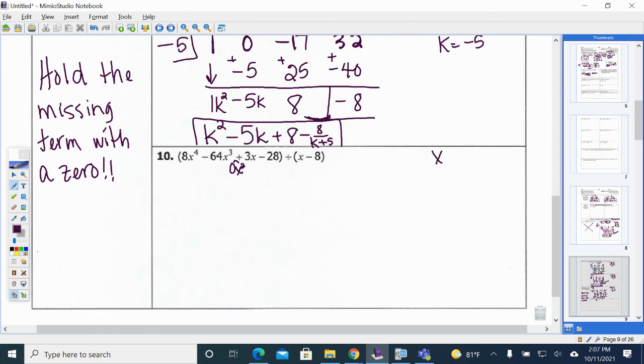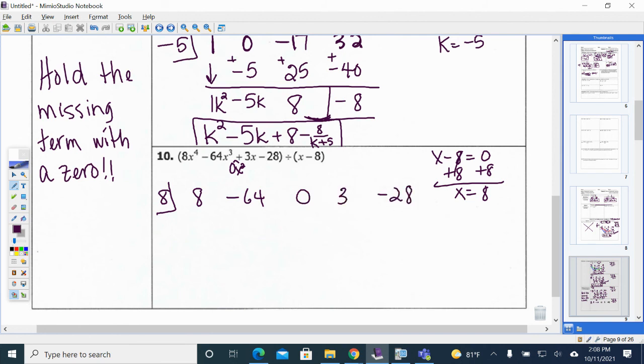So the first step is to take the x minus 8, set it equal to 0. I'm going to add the 8, and we get x equals 8. That goes in my little box out front. Bring down the coefficients, 8, negative 64. Don't forget that missing term. Everything has its spot. Everything has its space. Its column.